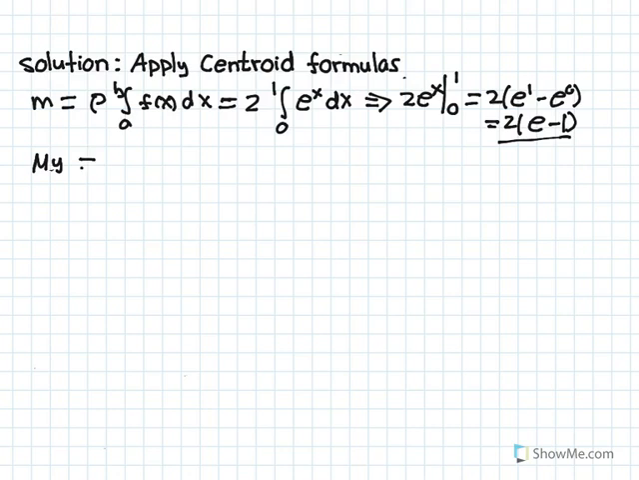Now let's find the moment with respect to the y-axis. The moment with respect to the y-axis is rho, the density, times integral a to b, the distance to the y-axis, which is measured by x, times f of x dx. f of x dx, that's the area element, of course. This is equal to rho is 2, integral from 0 to 1, x e to the x dx.